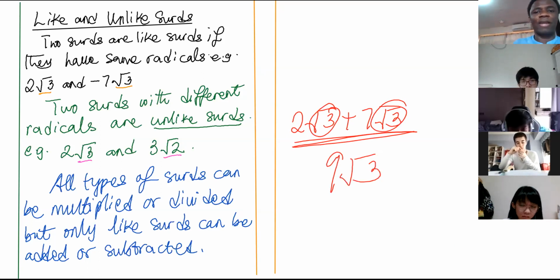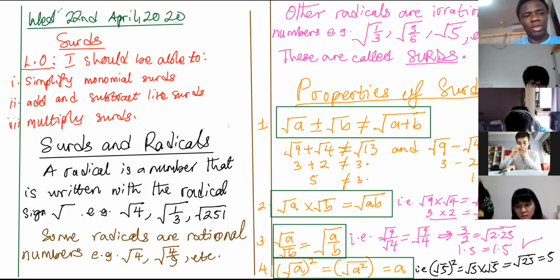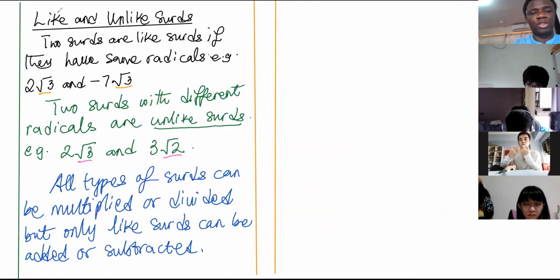We will look at why that is the case very soon, and that's probably going to be the last thing we will do: simplifying, so we can add and subtract monomial surds. Okay, let's go on. Maybe we can't do the multiplication today, that's fine. So, monomial surds.